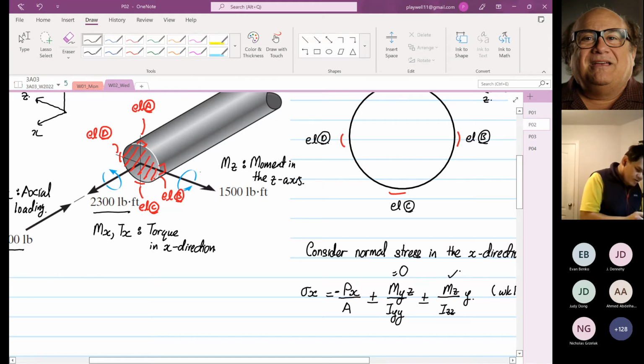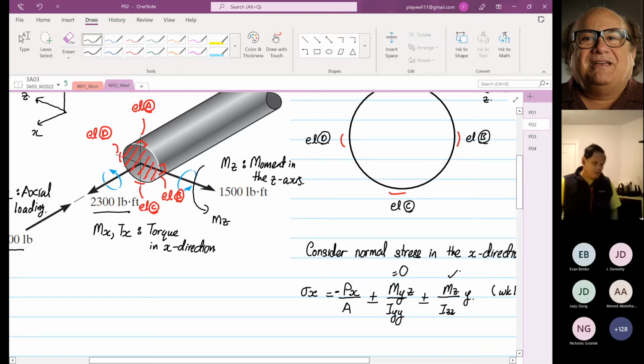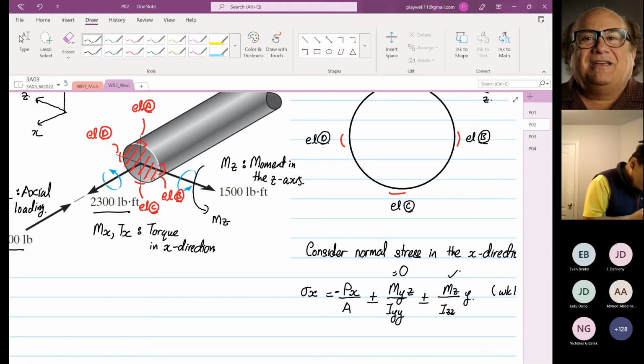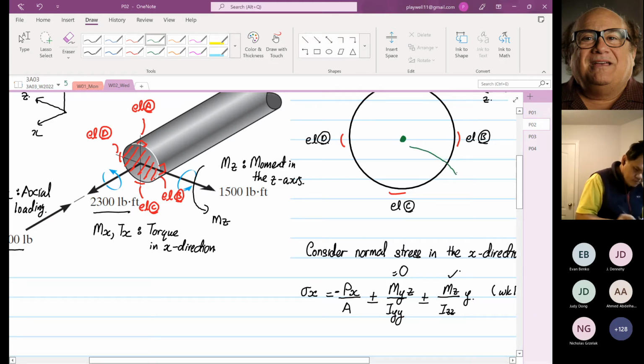And we look at moment in the z direction. The moment in the z direction is acting this way, right? And I'm going to draw a green dot. This green dot over here represents the neutral axis.